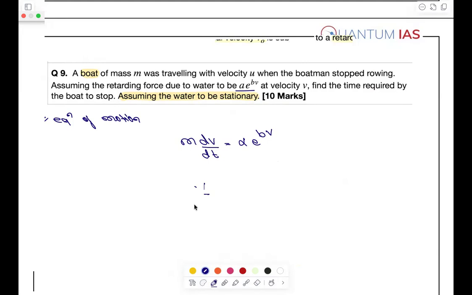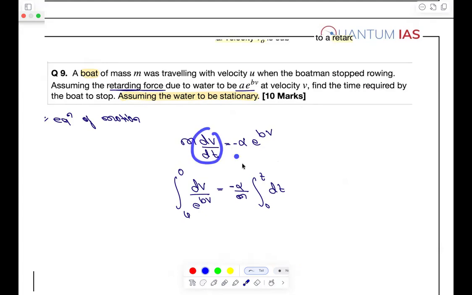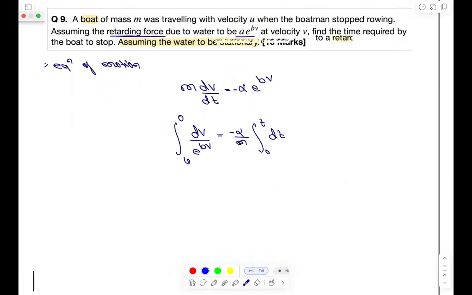So dv by e to the power bv will be equals to alpha by m, integration from 0 to t dt, and it is from initially u to 0. Sorry, it's minus. Why? Because retarding force, right? Whatever the dv by dt is, it is going down, so it should be negative here. It is minus alpha e to the power bv, just like in the first question that we have done. Similarly here, so when you integrate it, it will be e to the power bv.